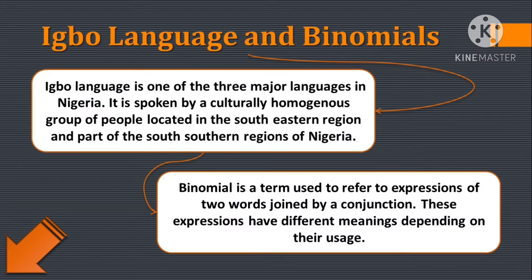Igbo language and binomials. Igbo language is one of the three major languages in Nigeria. It is spoken by a culturally homogeneous group of people located in the southeastern region and part of the southern regions of Nigeria. Meanwhile, binomial is a term used to refer to expressions of two words joined by a conjunction. These expressions have different meanings depending on their usage.